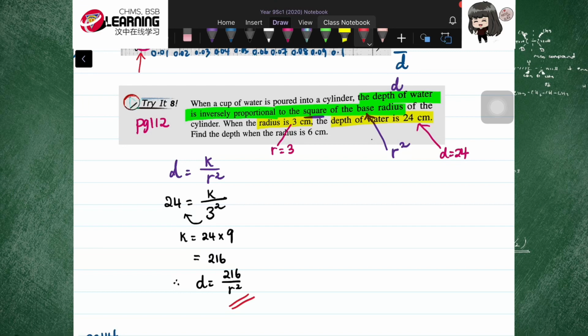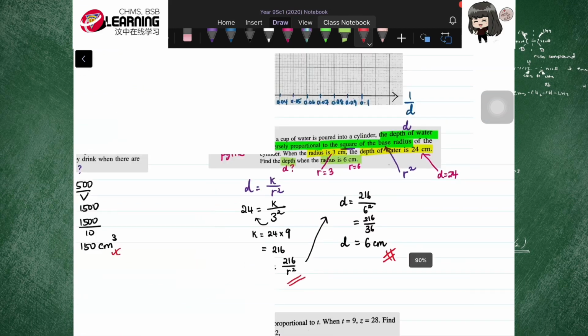So the equation is D equals 216 over R square. If they're asking you to find the equation, this is the equation. But they are asking you to find the depth when the radius is 6. So find the D from the equation here. D equals 216 over your R is 6, so 6, don't forget your square. So 216 divided by 36, your D equals 6 centimeter. That's it.